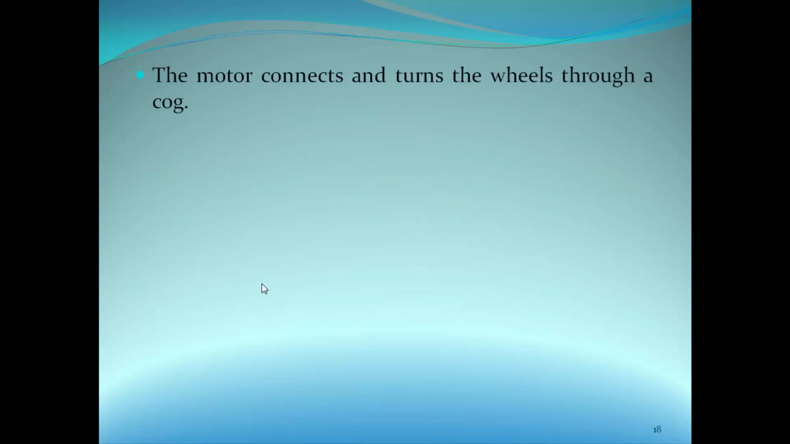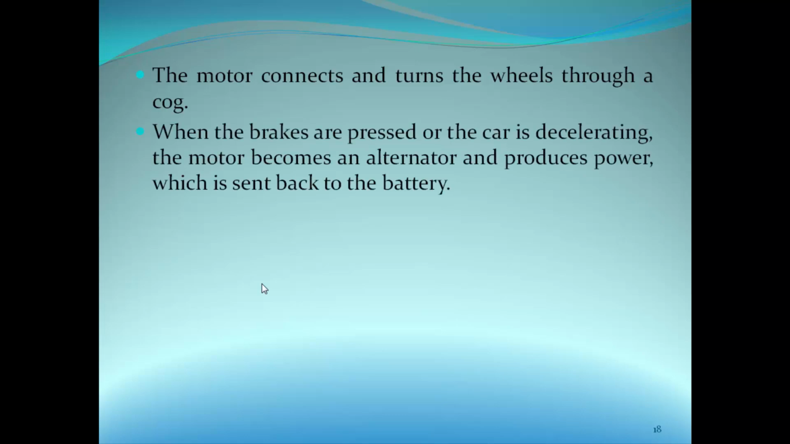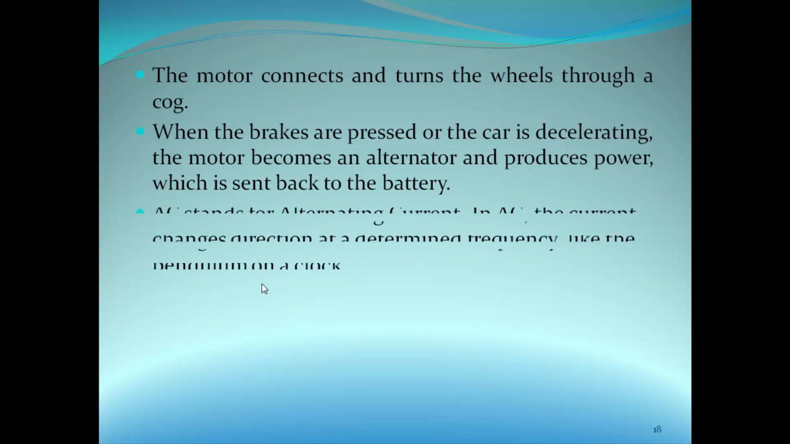The motor connects and turns the wheels through a cog. When the brakes are pressed and the car is decelerating, the motor becomes an alternator and produces power, which is sent back to the battery. This kind of thing is called the regenerative brake. So we're gonna cover that also later.